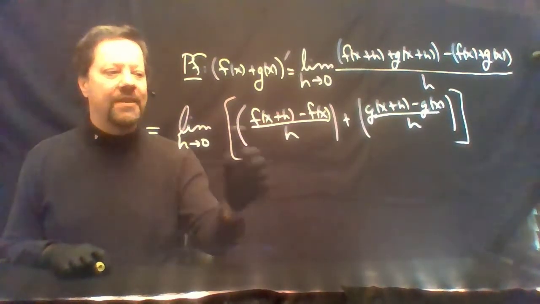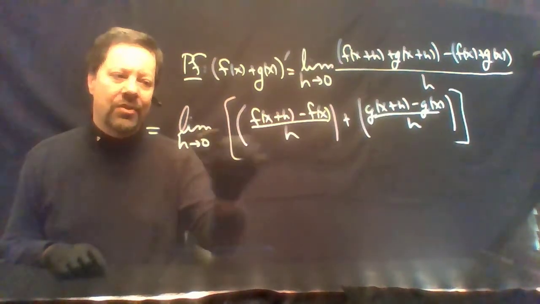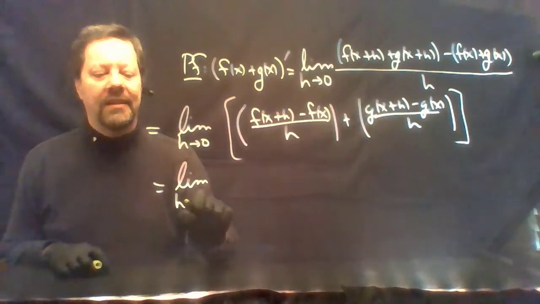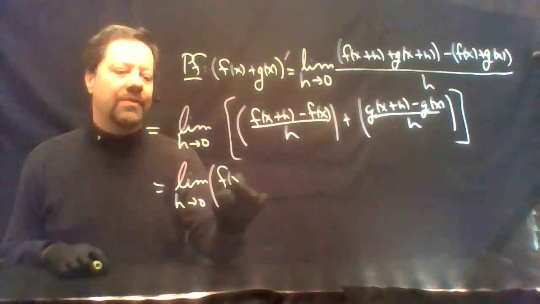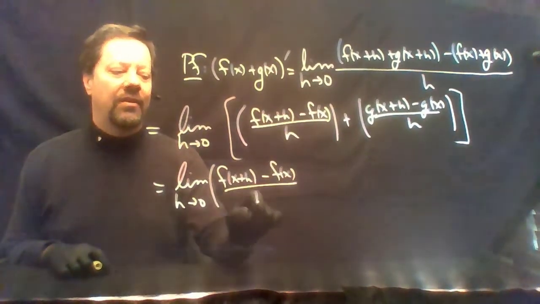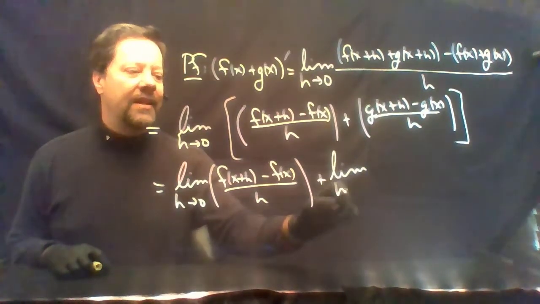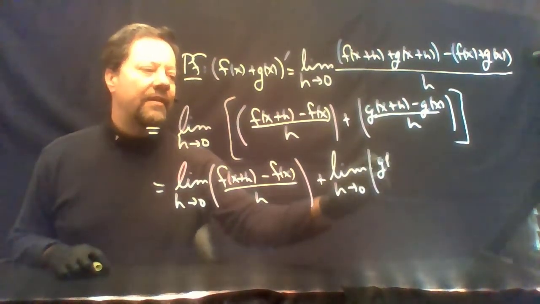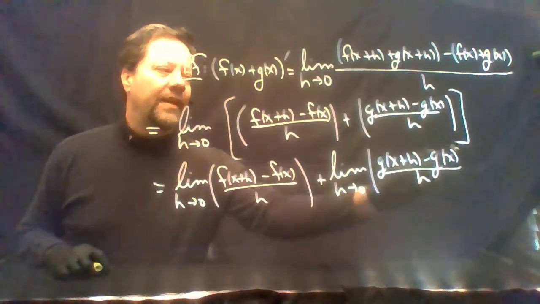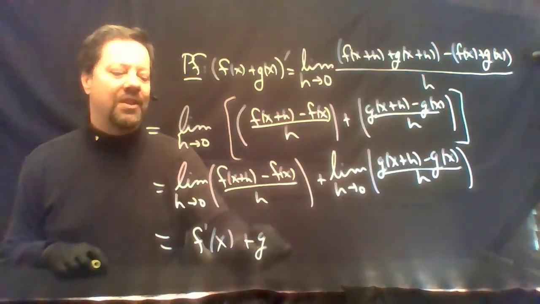Now, provided the limits on both terms exist, from our limit theorems we know we can distribute the limit and do two separate limits. The limit as h goes to 0 of the difference quotient f of x plus h minus f of x over h, and the limit as h goes to 0 of g of x plus h minus g of x over h. But that's simply f prime of x plus g prime of x.